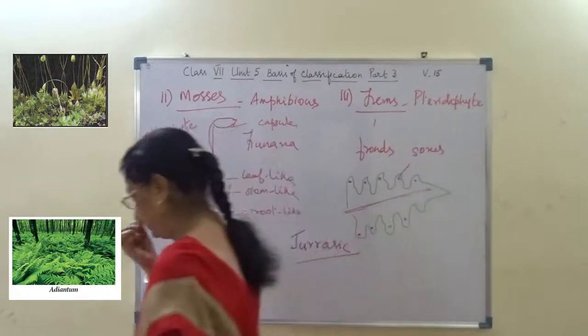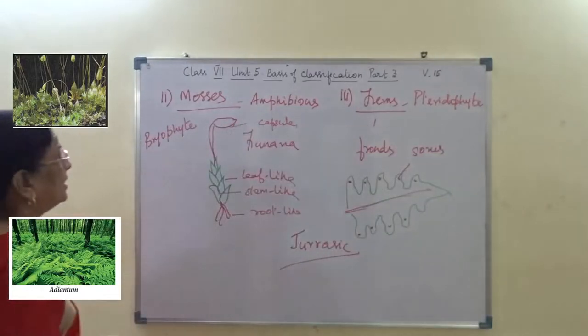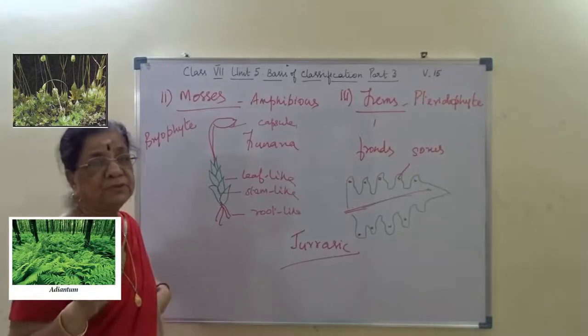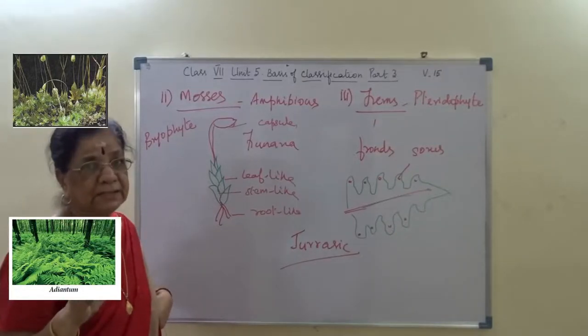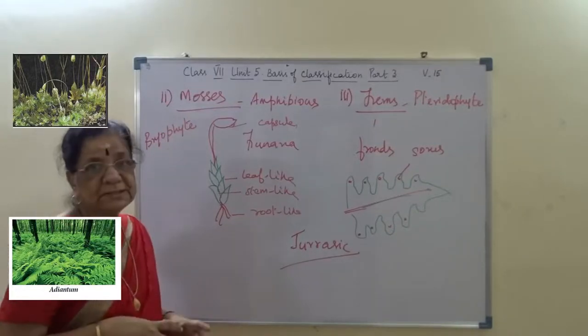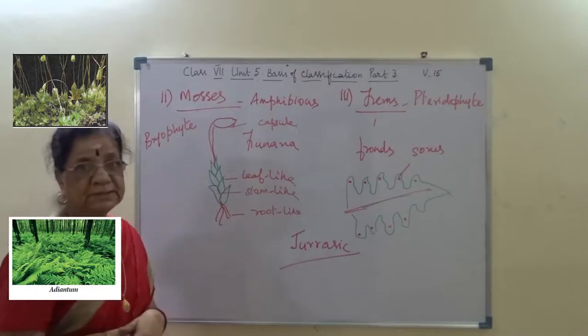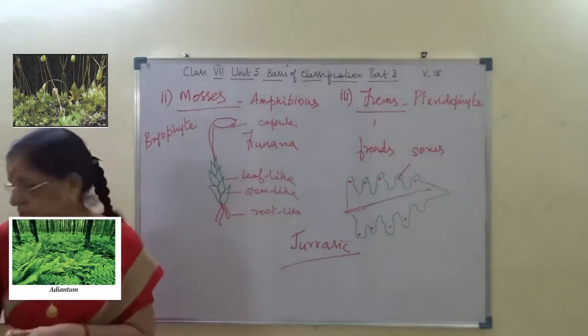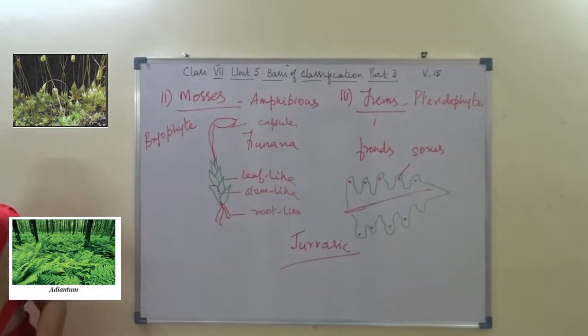We have three categories of plants that do not produce seeds. First one, algae. Second one, mosses. Third one, ferns. I hope you understand. Diagram, Patanjali. Shall I go to next?